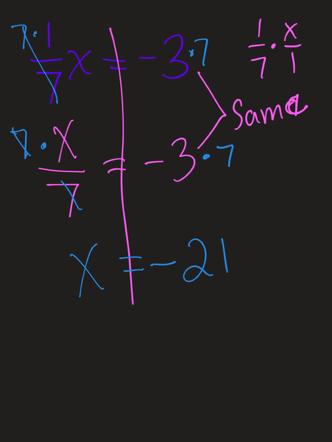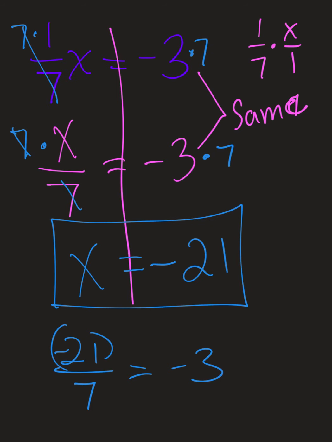I can check my work. 21 divided by 7 equals -3, and that is correct. Sorry, -21 divided by 7. I was going to say something that's not right there. This is correct.